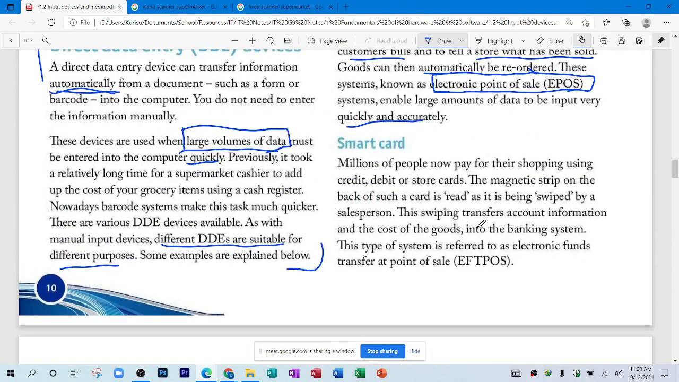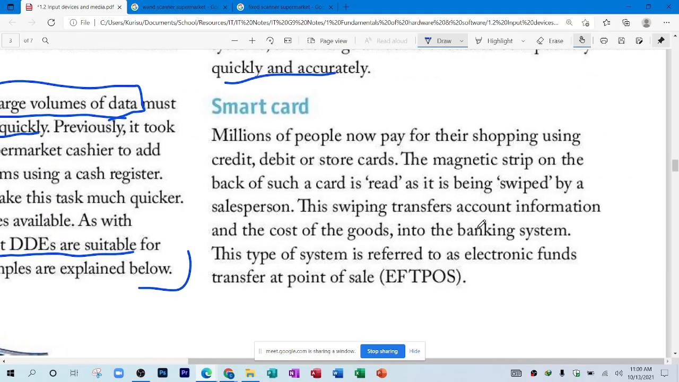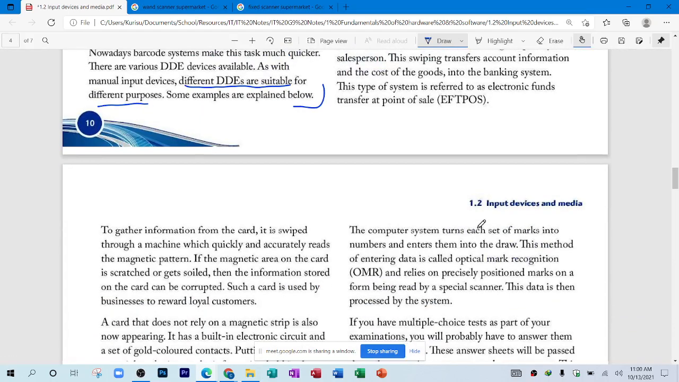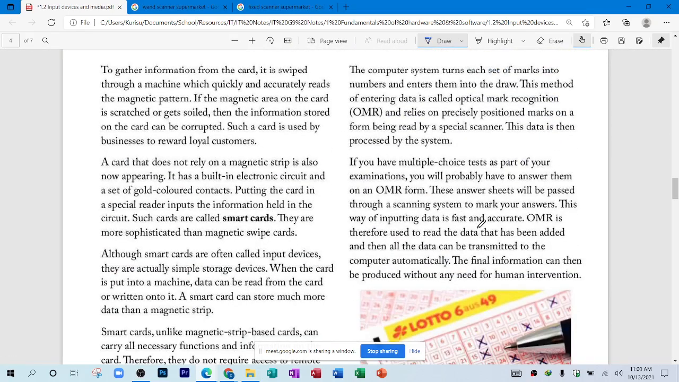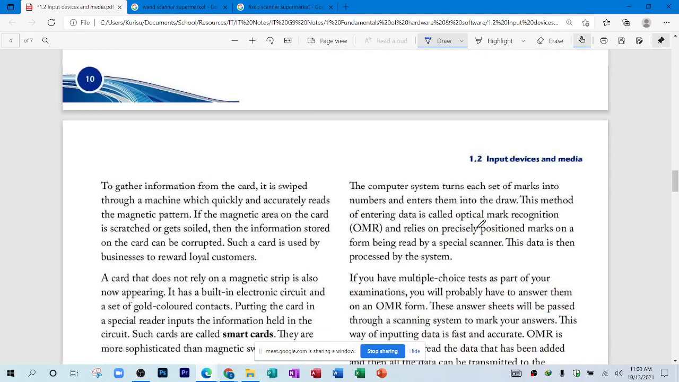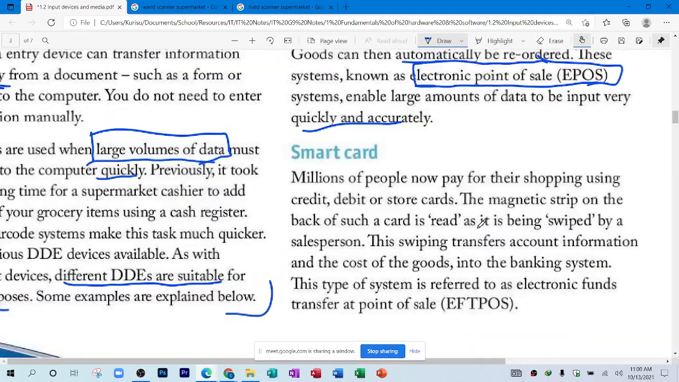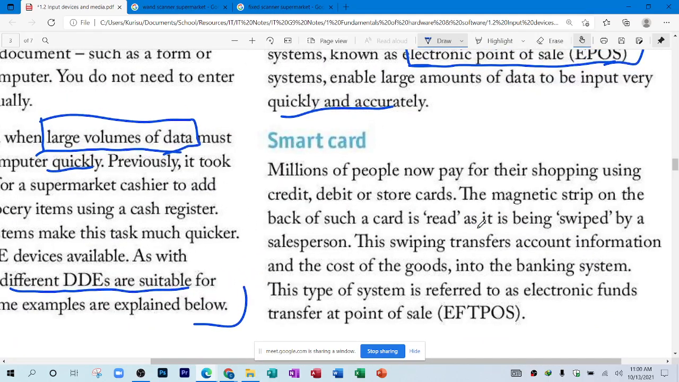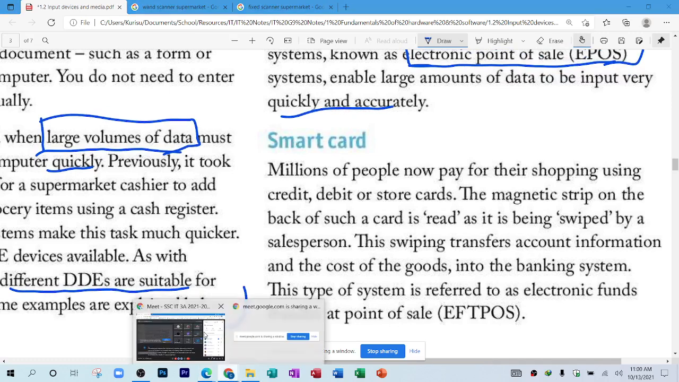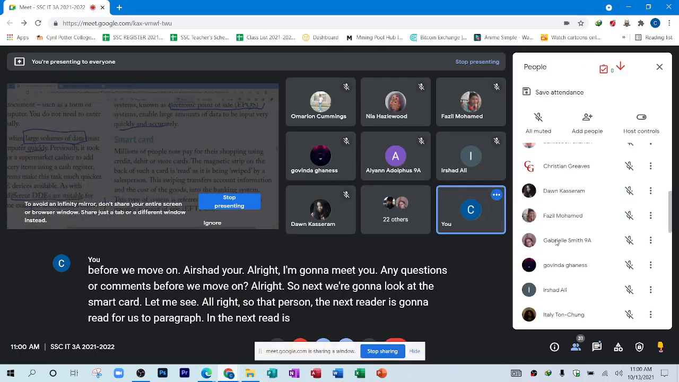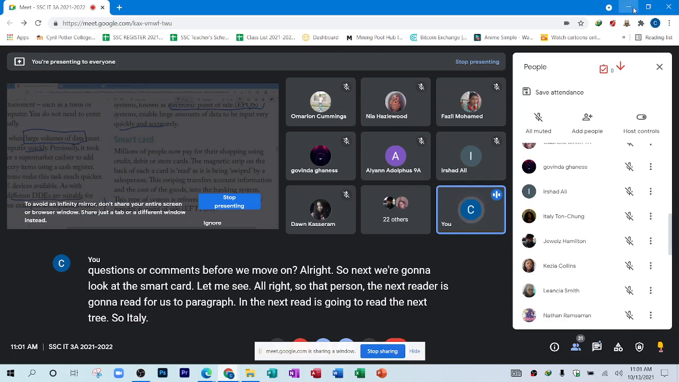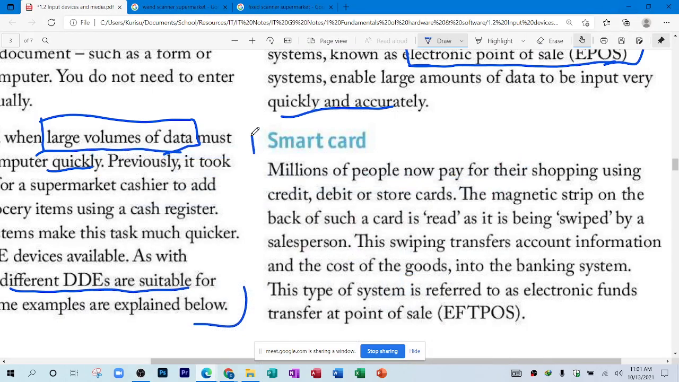So next we're going to look at the smart card. Let me see. All right, the next reader is going to read the first two paragraphs, and the next reader is going to read the next three. So, Italy, can you read the next two paragraphs for us, starting from smart card?